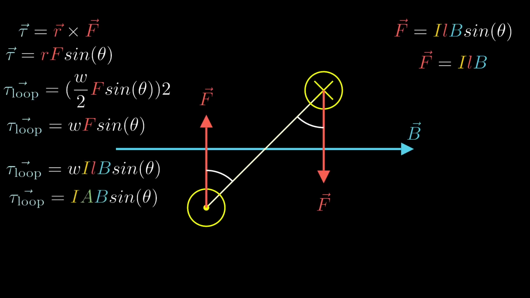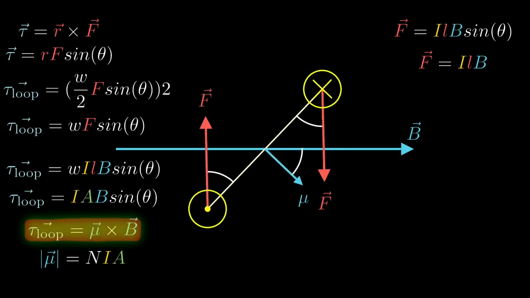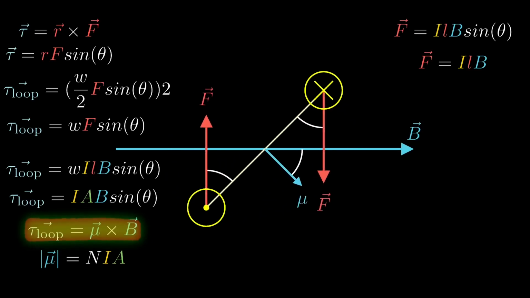Now lastly, we'll define a vector called mu, which has magnitude I times A times N, which represents the number of loops if we were to have a multiple loop coil. The cross product of mu and B is the torque on our loop. This holds for any loop of current, and it's how motors work.